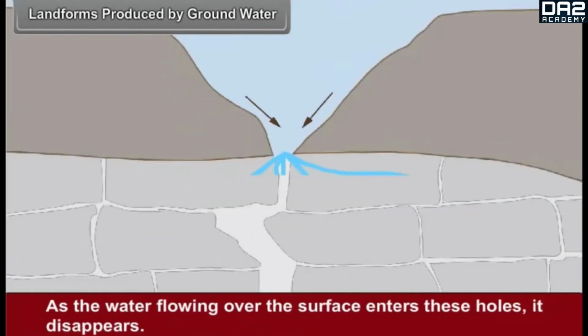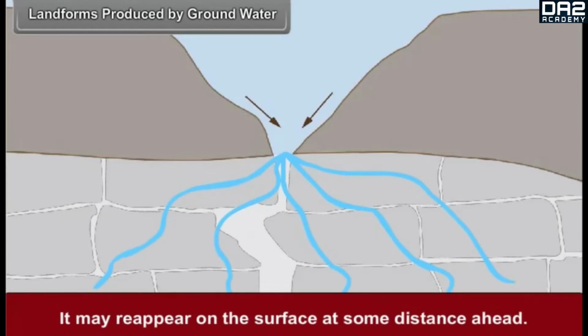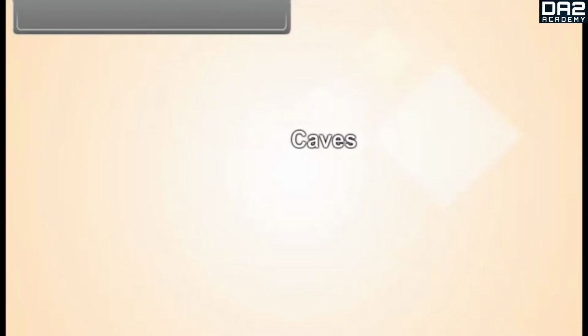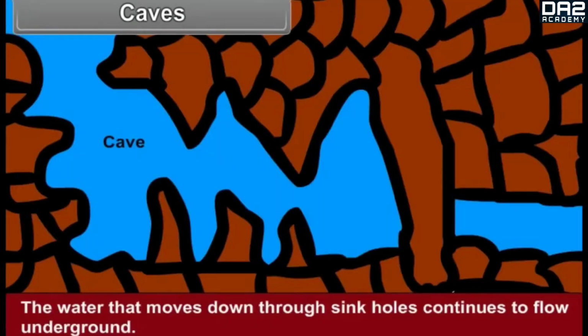As the water flowing over the surface enters these holes, it disappears. It may reappear on the surface at some distance ahead. Number 2. Caves. The water that moves down through sinkholes continues to flow underground.